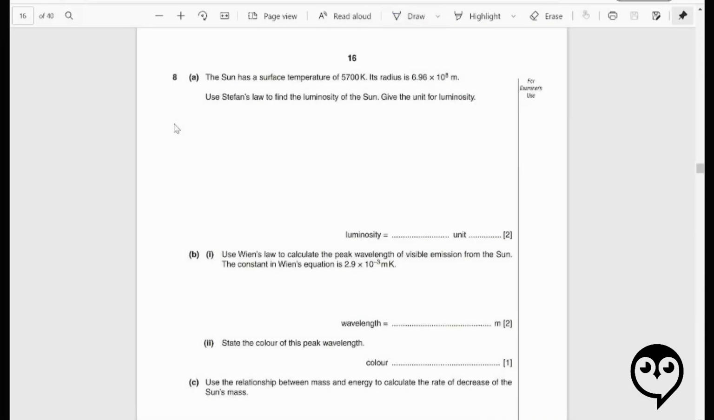This is paper 3 from Cambridge Prep U, and it's another question on sun surface temperature. Use Stefan's law to find the luminosity of the sun. Here's the radius. There's the surface temperature. In here, use Wien's law to calculate the peak wavelength. This is the constant they want you to use. State the color. I don't want to clog up the video with a lot of step-by-steps on these very repetitive questions. Why don't you pause it, take a look at these numbers, do the calculation, and we'll have a look at the answers.